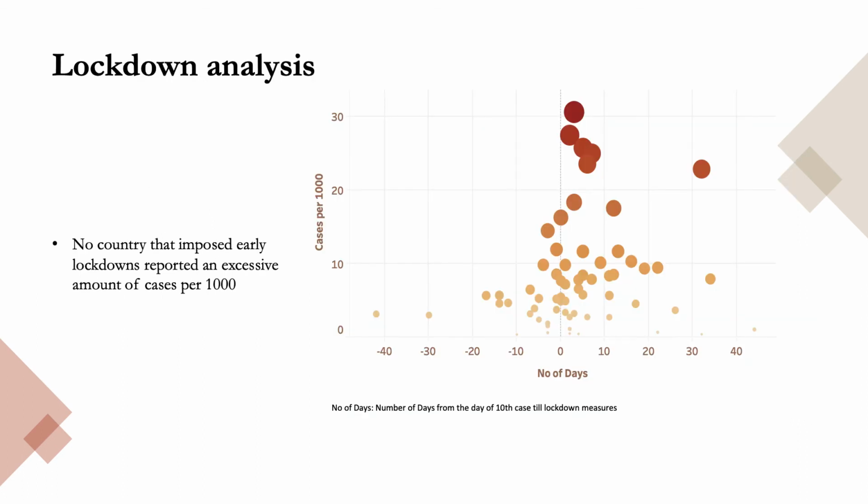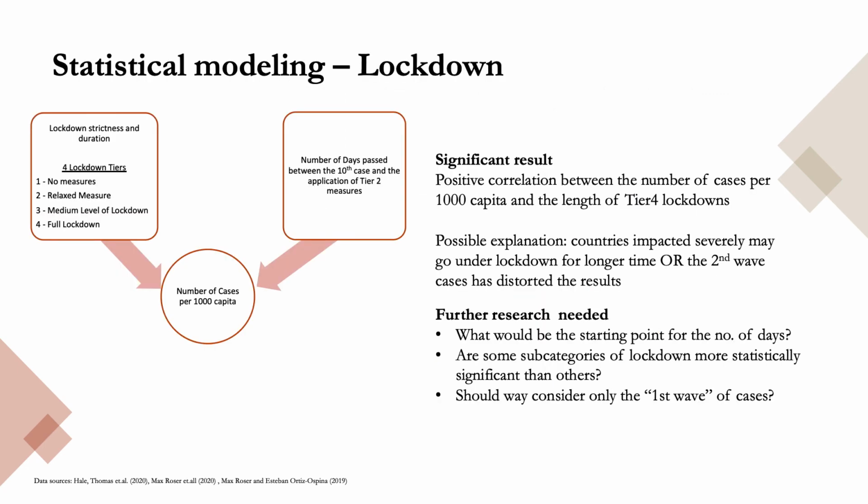Now, we will switch our focus to the timing of lockdown imposition and its impact. In this plot, you can see that countries that waited longer to impose a lockdown after having their 10th positive case had higher levels of COVID cases per thousand, confirming the importance of lockdown measures in curbing the spread of COVID-19. Our data source for lockdowns included data on four tiers, ranging from least strict to complete lockdown.